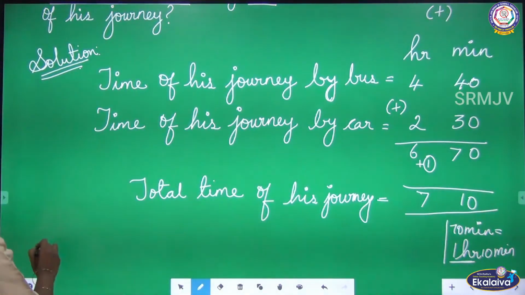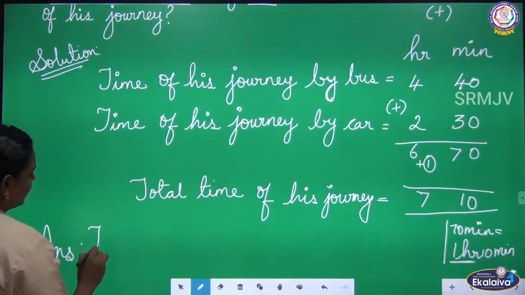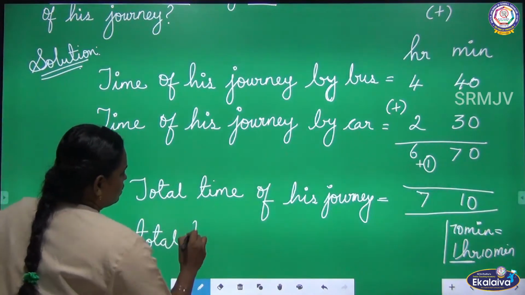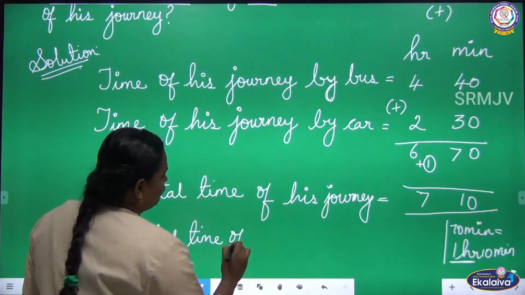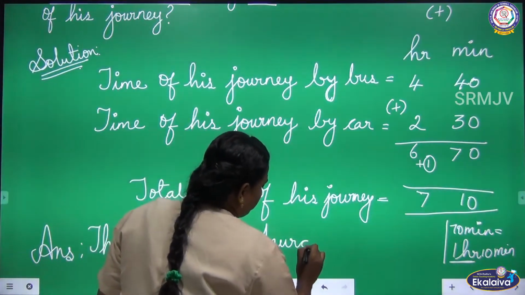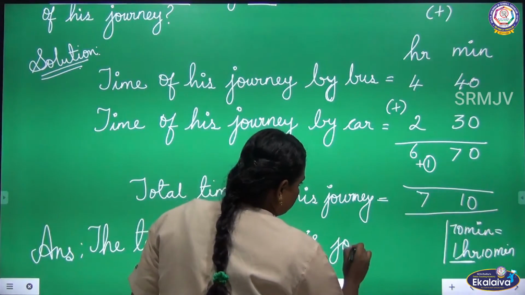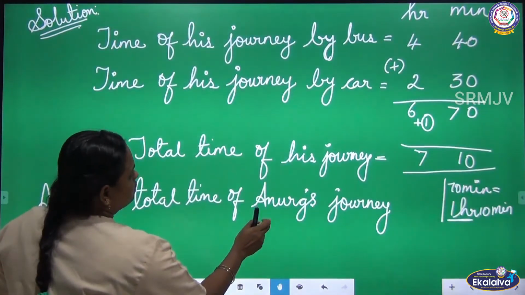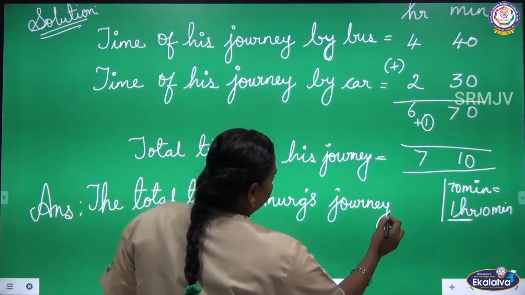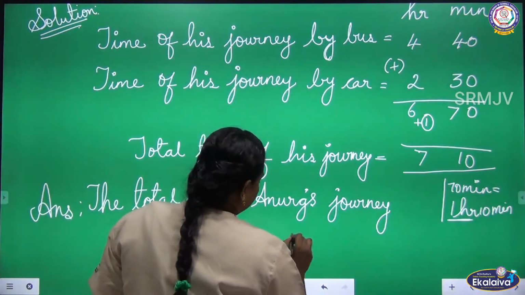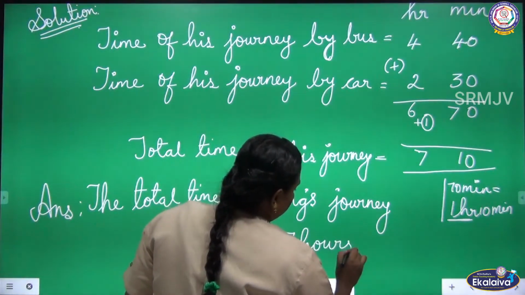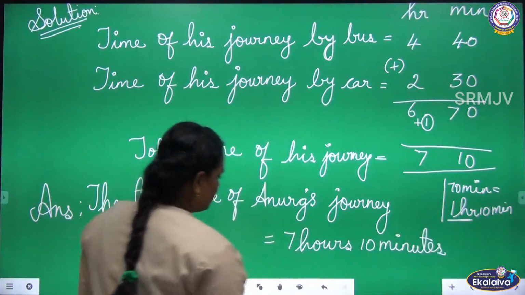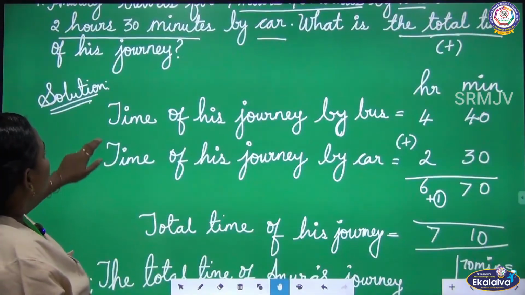So, now we will write the answer. The total time of Anurag's journey equal to 7 hours and then 10 minutes. So, listen children.